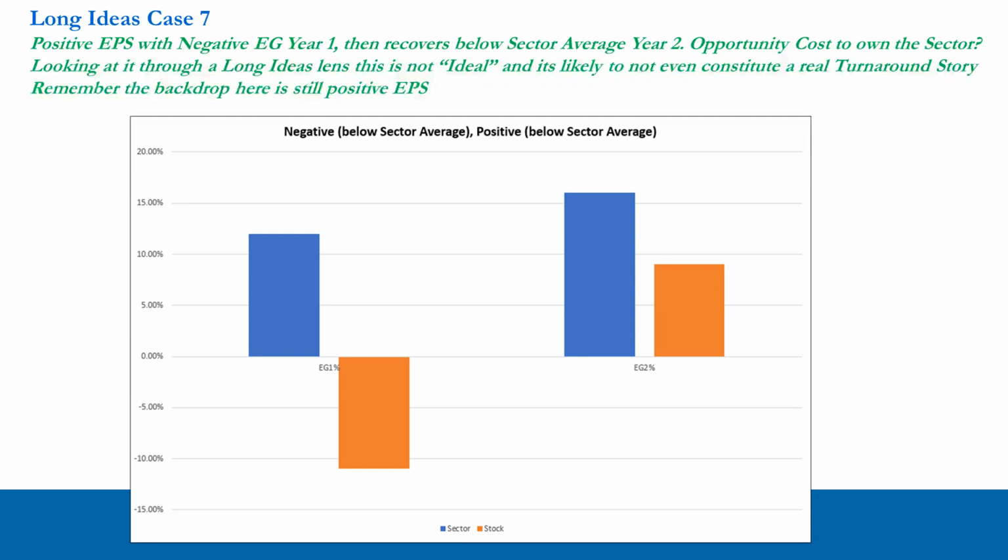as traders. Looking at it through a long ideas lens, this is obviously not ideal, and it's likely to not even constitute a real turnaround story. Remember, the backdrop here is still positive EPS. It's not a loss-making operation. So it's more than likely that you're going to find this type of earnings growth profile in an early phase if it's going ex growth. It's not going to be likely that this stock is in phase 4 or phase 5.